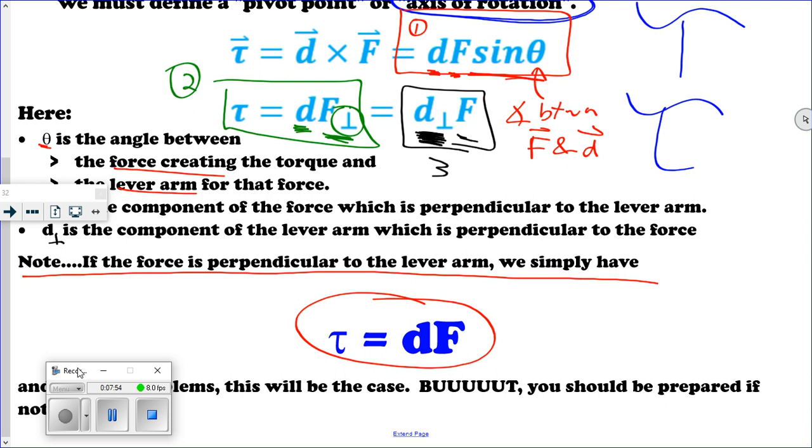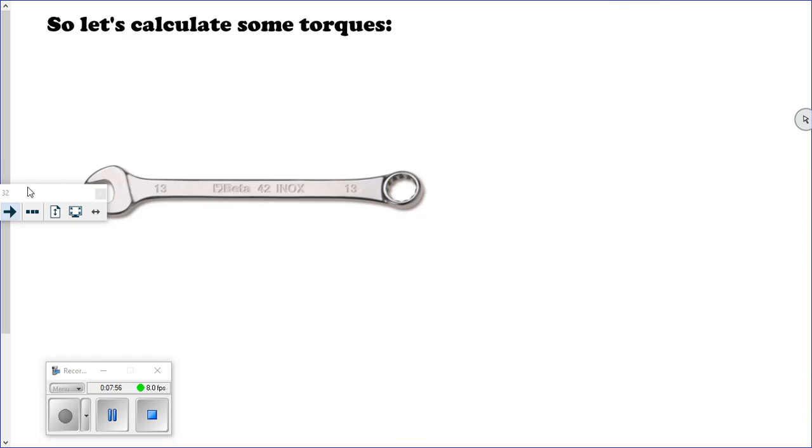So here we go. Here we've got this wrench. All right. And what we're going to do is try to make it turn. And usually when you try to make a wrench turn, there's a bolt or a nut or something down here that we're trying to make it turn around. So if you imagine a dotted line running through the center of this, that would be our axis of rotation, formerly known as our pivot point. I'm going to label it with a big fat P for pivot point.